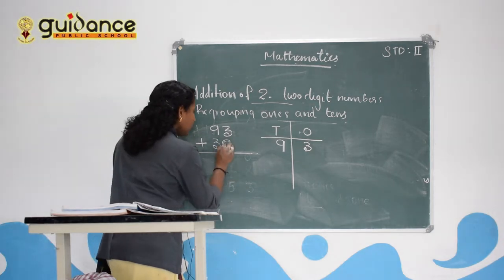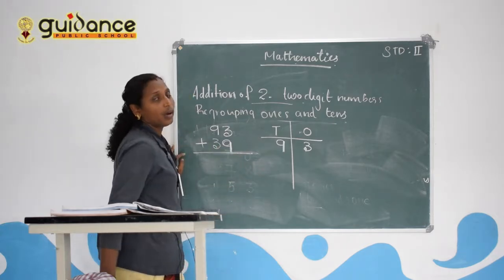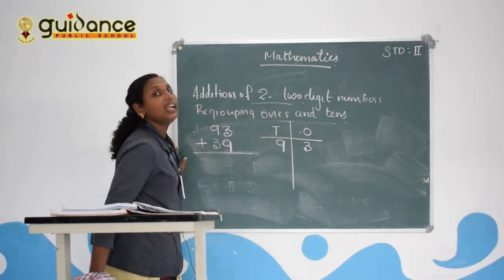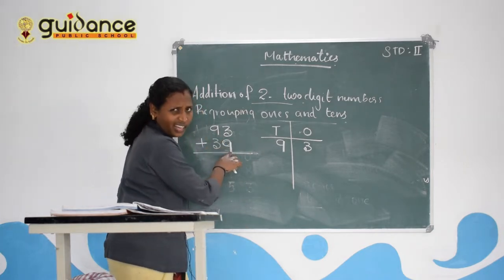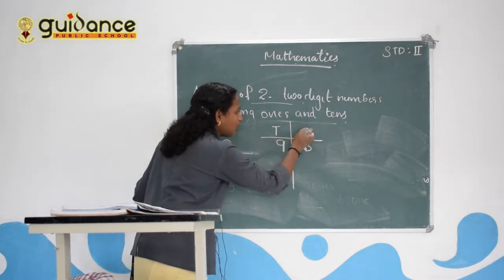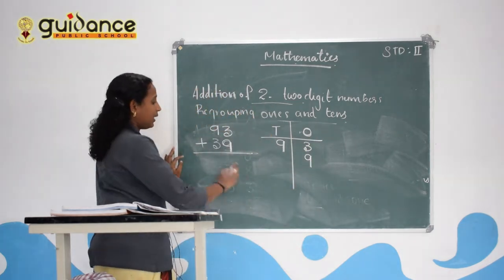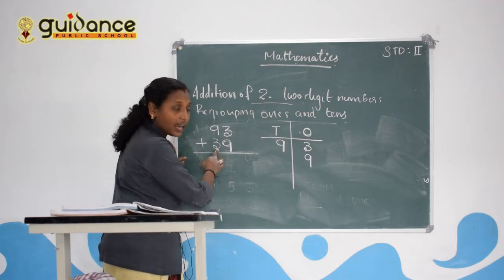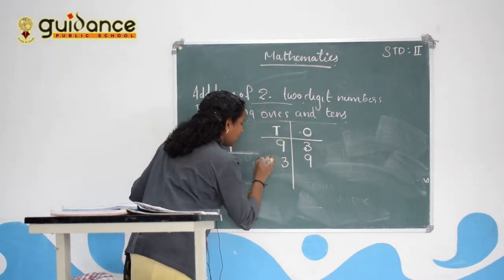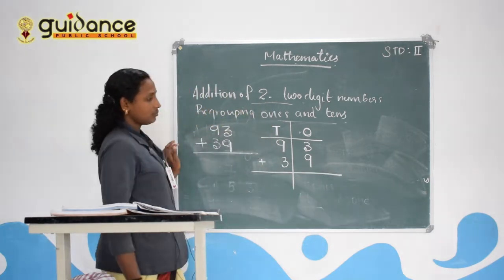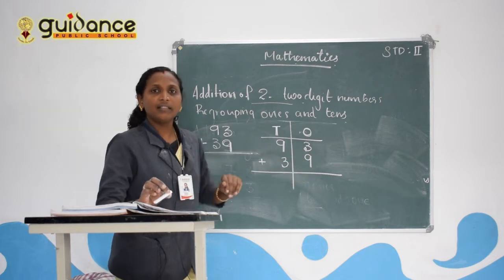The next, look at the next number, 39. 9 is in the ones place and 3 is in the tens place. So 9 is in the ones place, that means in the ones place, bottom right, 9. Then 3 is in the tens place. This is the place of tens. Then write 3. Then addition.